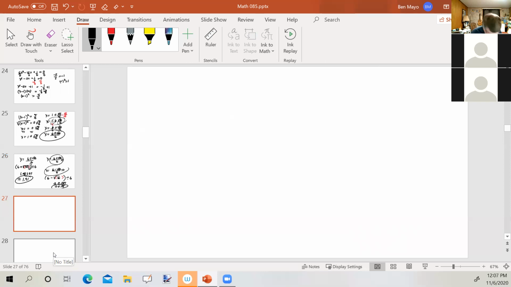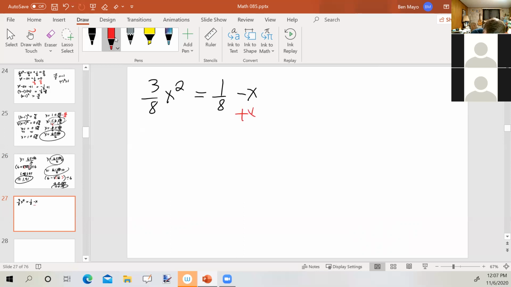Let's do this one. 3/8 x squared equals 1/8 minus x. So the first thing we're going to do is get it in standard form. I'll talk about it in a minute. I'm going to add x and subtract 1/8. So I get 3/8 x squared plus x minus 1/8 equals 0.